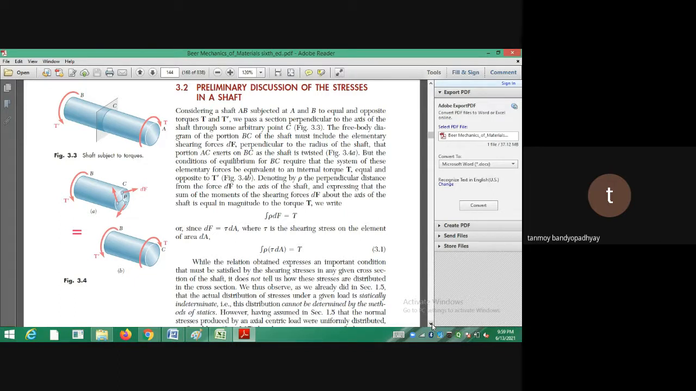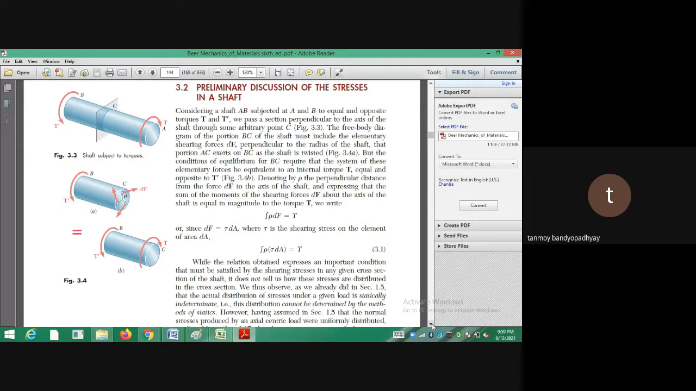So in order to find the YZ plane, you have to pass a cutting plane or a sectional plane. See in this figure, there is a cutting plane C that has been passed on the shaft. In this case, we have a circular shaft. We can have a non-circular shaft also, shafts of many shapes, but generally what we refer to is a circular shaft, carrying torques T and capital T on both sides.